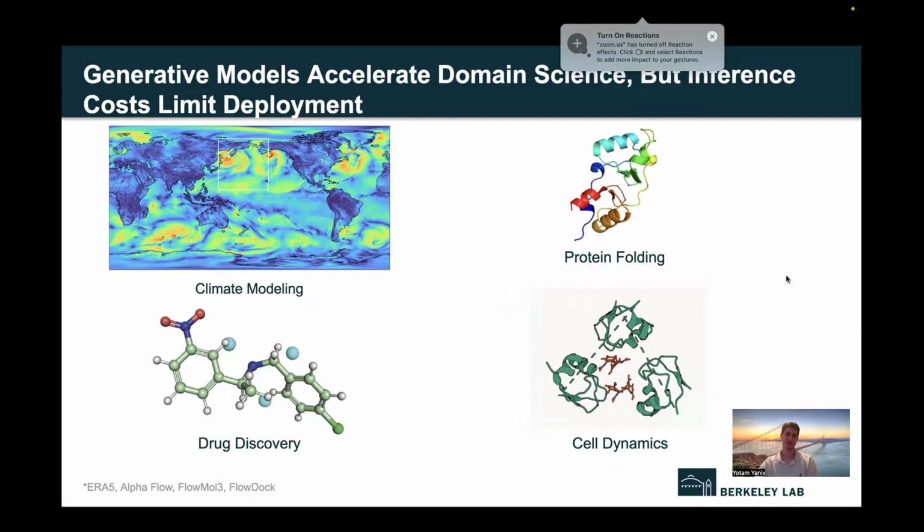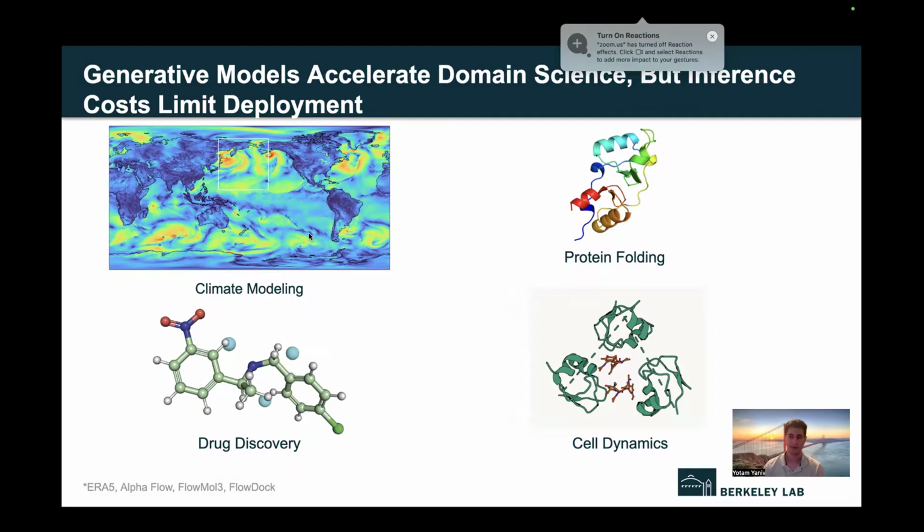As we know, generative modeling has been deployed in many scientific applications, ranging from climate modeling to protein folding, all the way to drug discovery and cell dynamics. One example in which this is used is doing super resolution for climate modeling, which has been very promising.